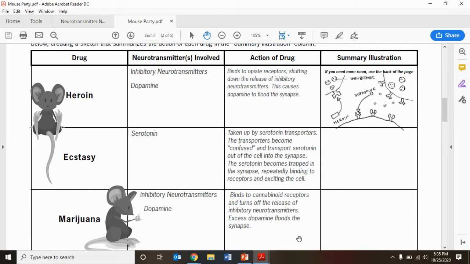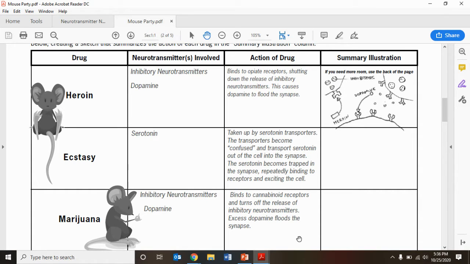All right, so let's talk about drugs. I'm going to use our mouse party chart to go over some of the main drugs that might pop up on your test, so we can look at the neurotransmitters and what class of drug it is. Don't forget you have depressants, stimulants, hallucinogens, and opiates.